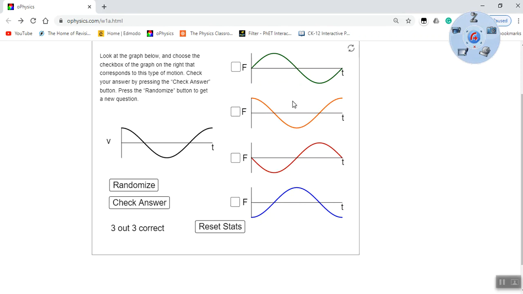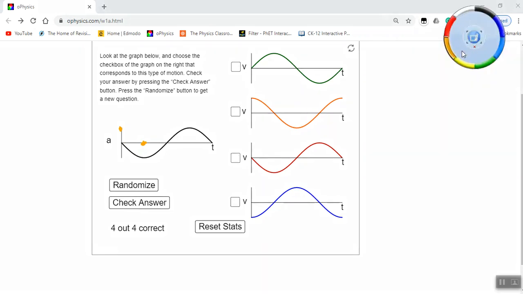Now we're looking at the velocity and comparing it to the force, and the force is always the same as the acceleration. So if my velocity starts here, my acceleration is 90 degrees behind it, or a quarter wave behind it. So my acceleration would start there. Therefore, we will choose this one.